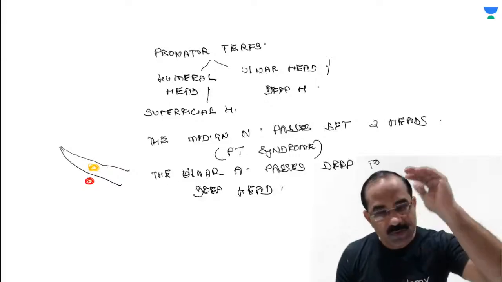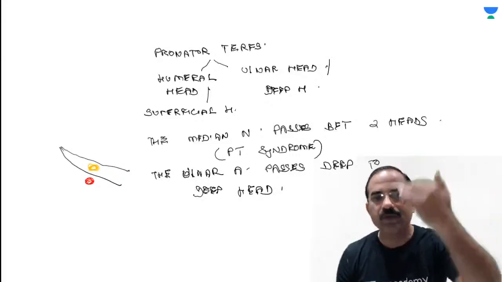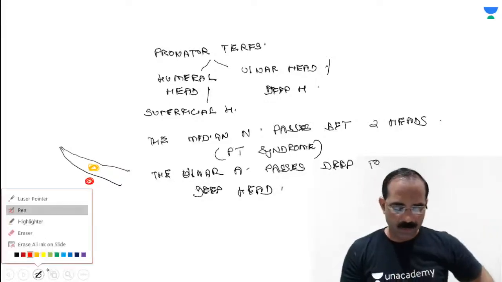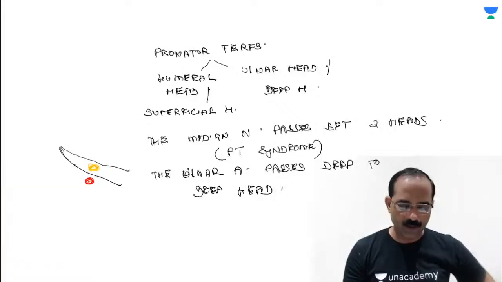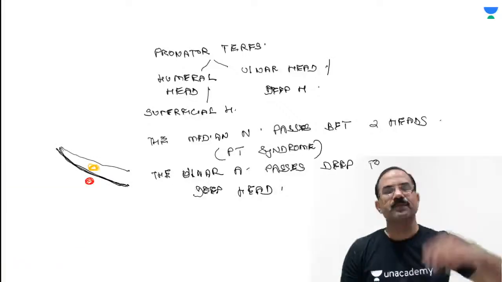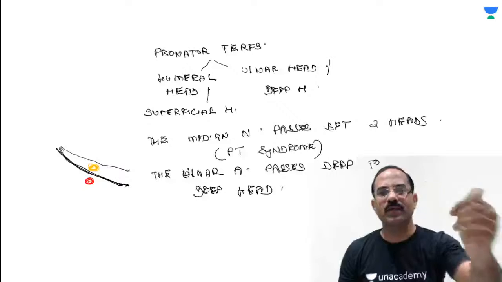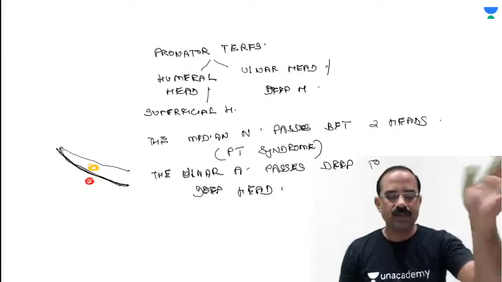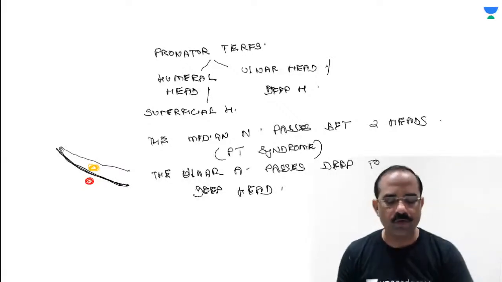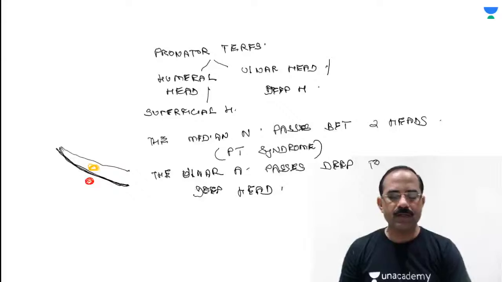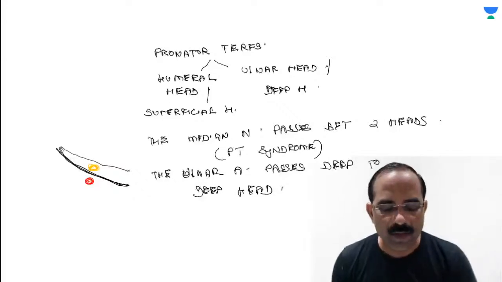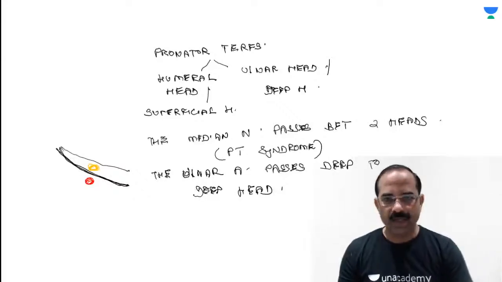In other words, who's going to separate the median nerve from the ulnar artery? What is this going to be? The deep head of Pronator Teres. Is this clear to all of you? Are you all following this? So these MCQs are very important. That's about the Pronator Teres.